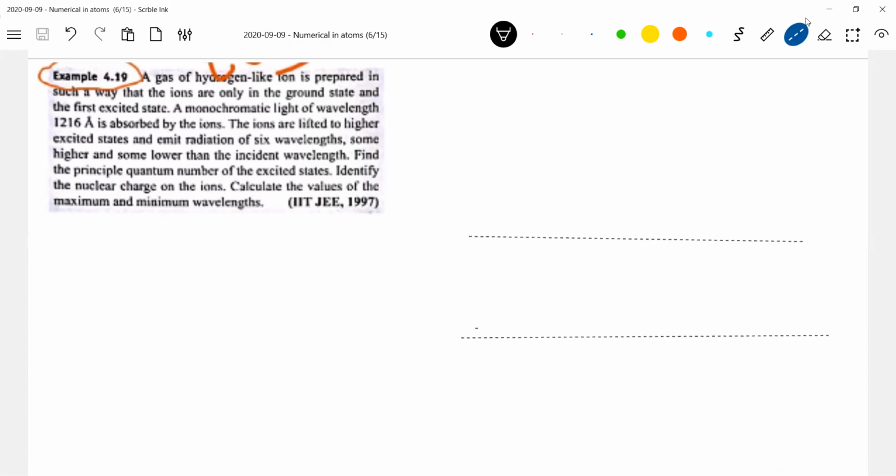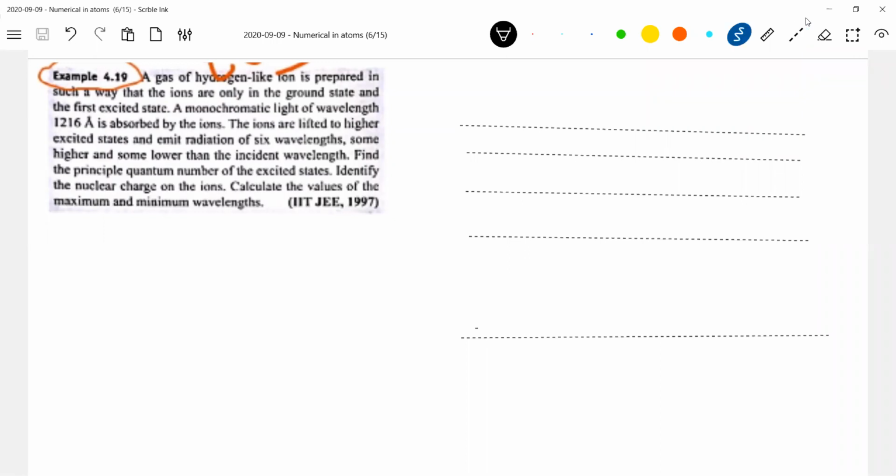So 6 lines are emitted. It emits radiation of 6 lines. So what can be the transition? Some ions are in the ground state, some are in the first excited state. When they absorb this particular incident photon, the ions are lifted to higher excited states and emit radiation of 6 wavelengths. Now tell me, to get 6 wavelengths, what should be the highest state to which the ions can go?